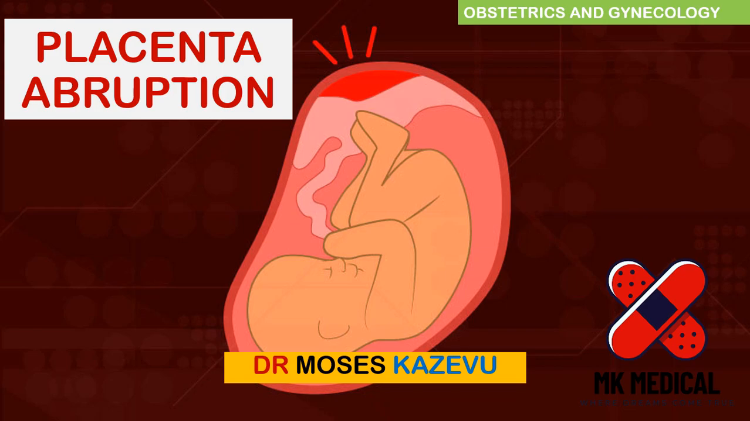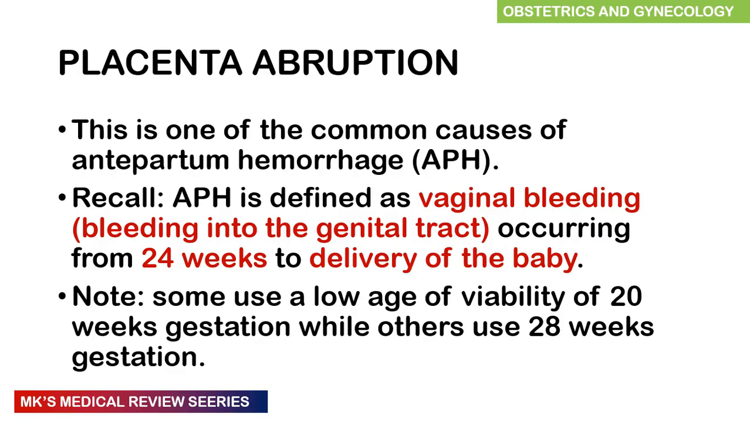So remember, as we continue, we already established that placenta abruption is one of the most common causes of antepartum hemorrhage. And antepartum hemorrhage itself is bleeding, vaginal bleeding, that's bleeding into the genital tract, from 24 weeks to delivery of the baby. And you have to note that some people use a low age of viability of 20 weeks of gestation, while others use a much higher age of viability of 28 weeks of gestation.